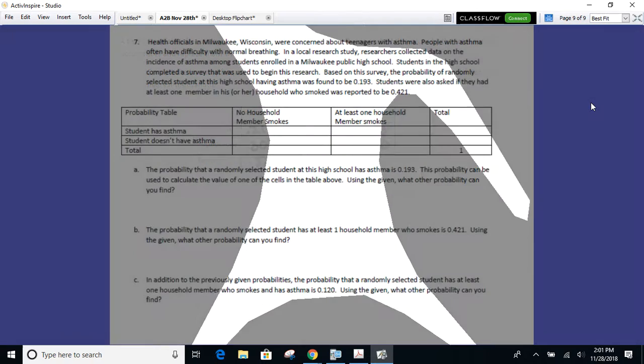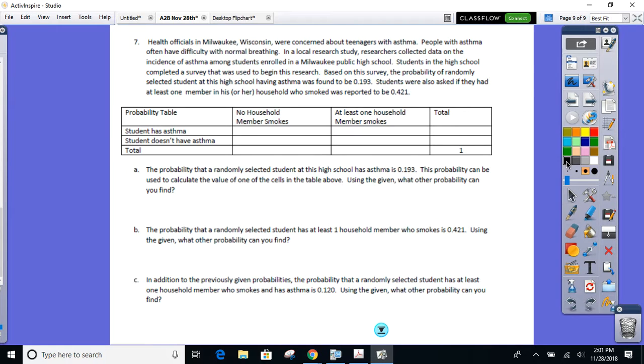All right, last one. I don't want you to read through the top because we don't have time to read all through. We can go right here. The probability that you randomly select a student at this high school that has asthma is 0.193. Where should I put that 0.193? Probability a student has asthma. Total, yeah. Total has asthma, 0.193.